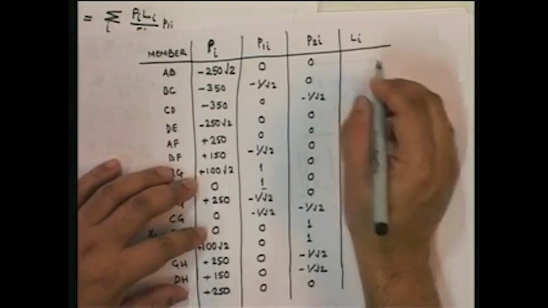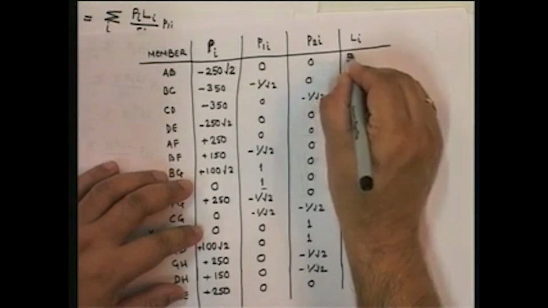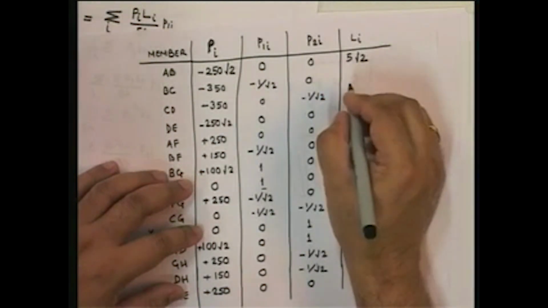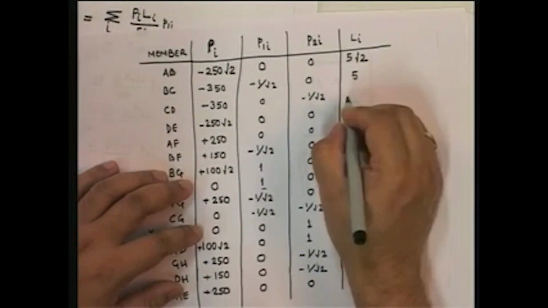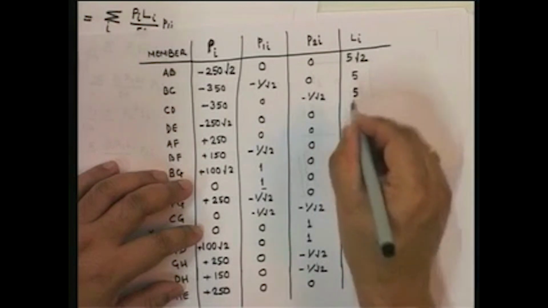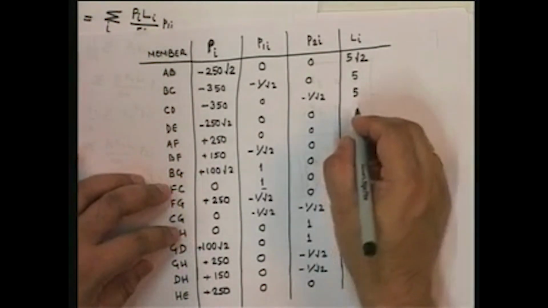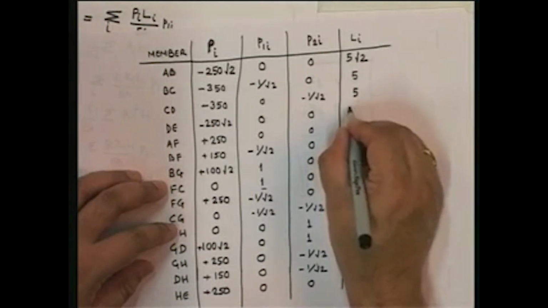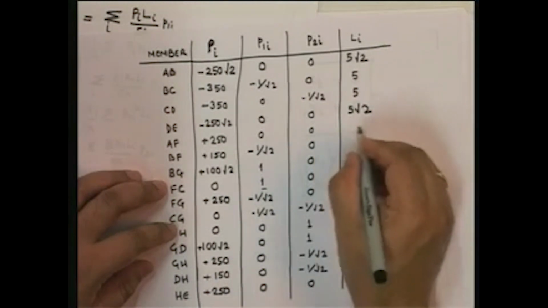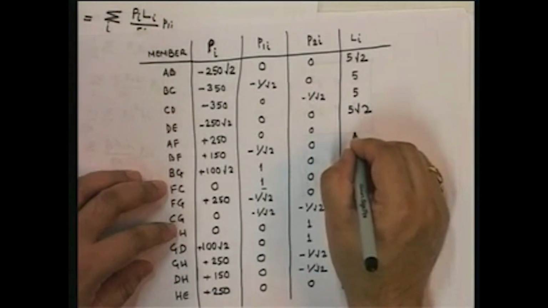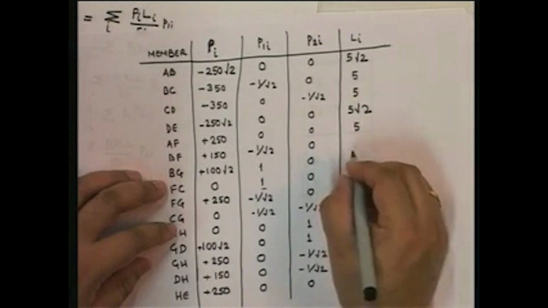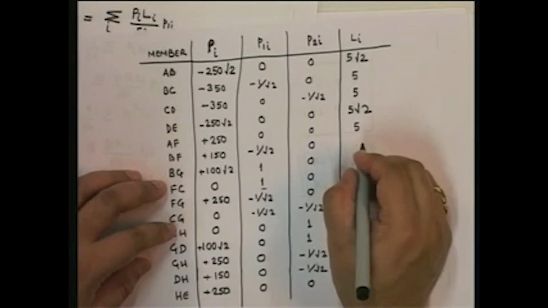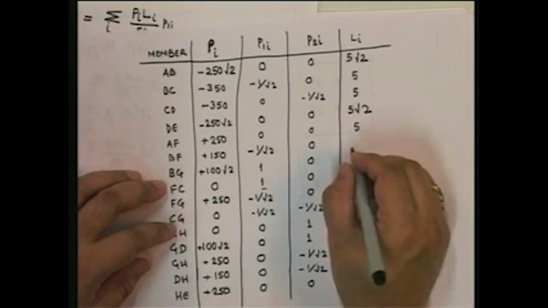this is going to be equal to AB. AB is going to be equal to 5 root 2. BC is going to be 5. CD is going to be 5. DE is going to be 5 root 2. AF is going to be equal to 5. BF is going to be equal to 5.